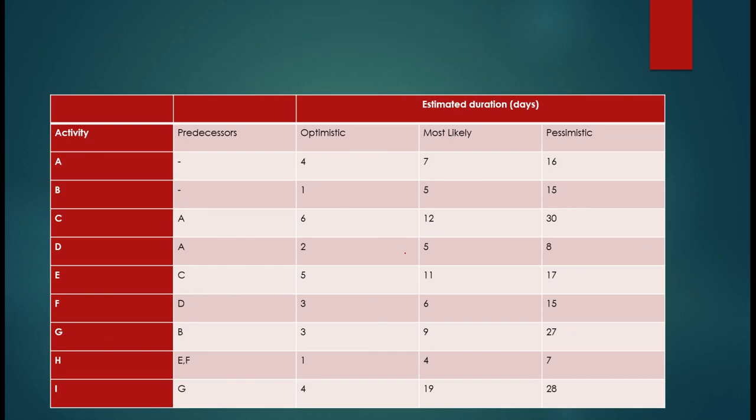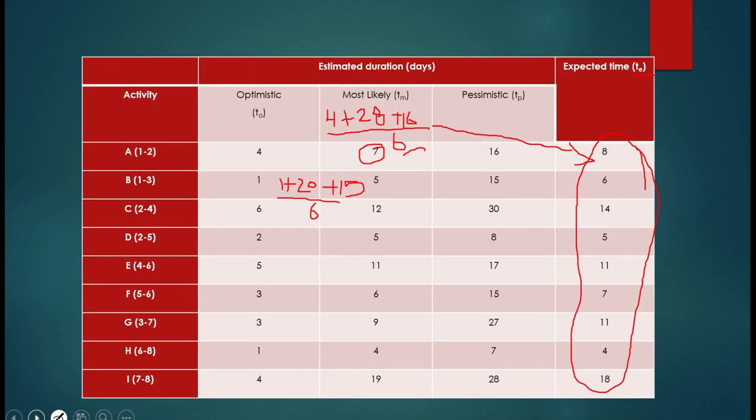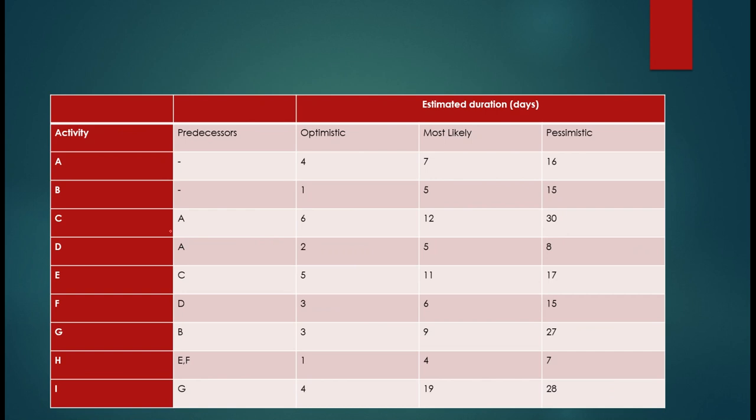Once you will be done with the average time of all the activities, you can go for the network, right? So now let's see how we can make a network. For that, first we need all the activities like A, B, C, D, E, F, G, H, I. All the activities are given to us, and then their preceding activities are also given to us. These are the preceding activities, okay? So with the help of these, let's first make a network.